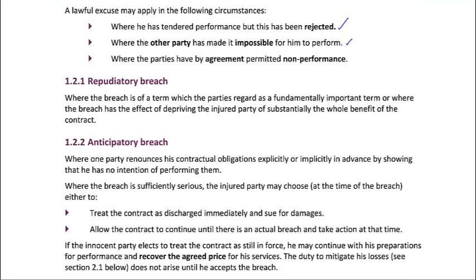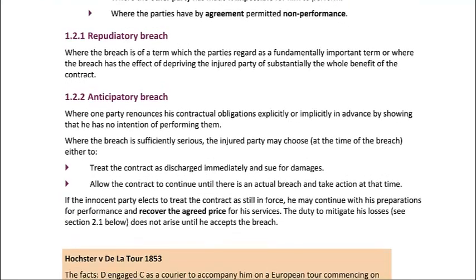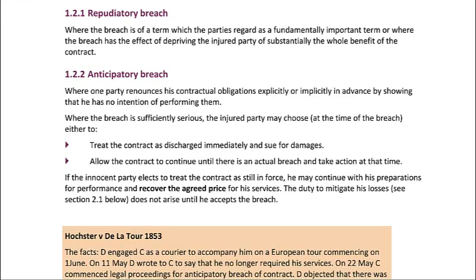Now, if you do have a breach of contract, there are 2 sorts of breaches that we need to be concerned with. The first one is repudiatory breach. Now, this is where the breach is so important, so significant, that it goes right to the heart of the contract. Now, in legal terms, we say that the breach is so big that it deprives the injured party of substantially the whole benefit of the contract. So basically the contract is not what it was meant to be.